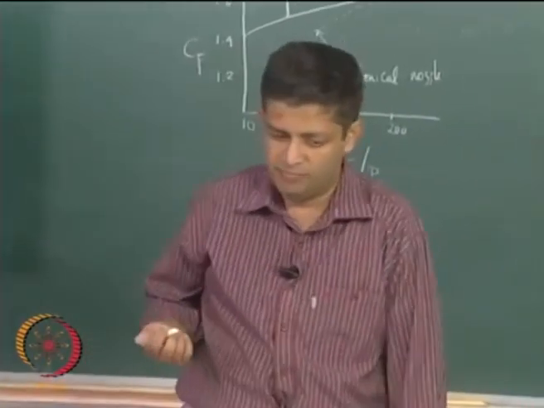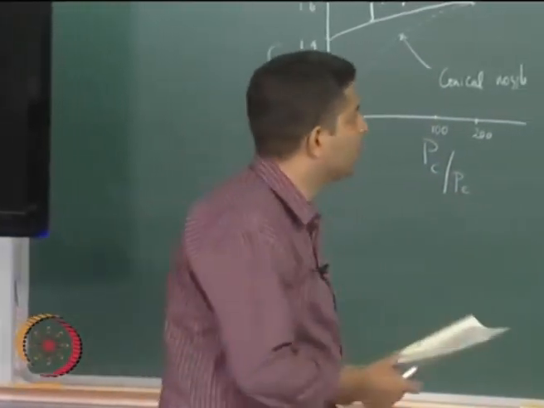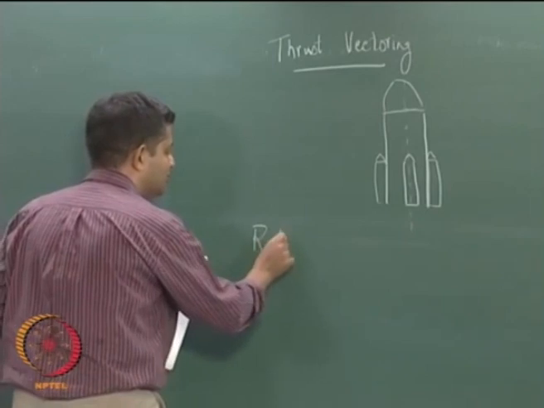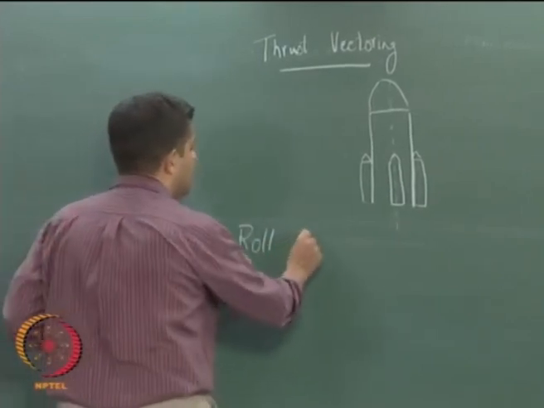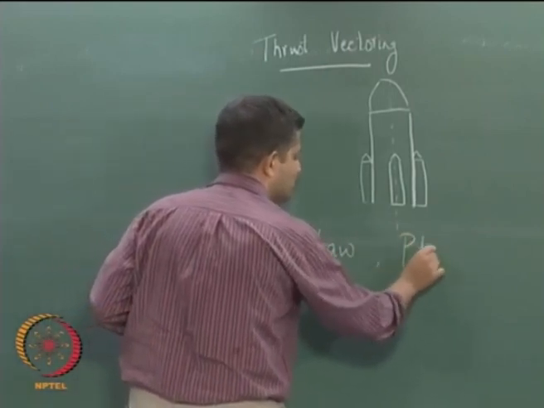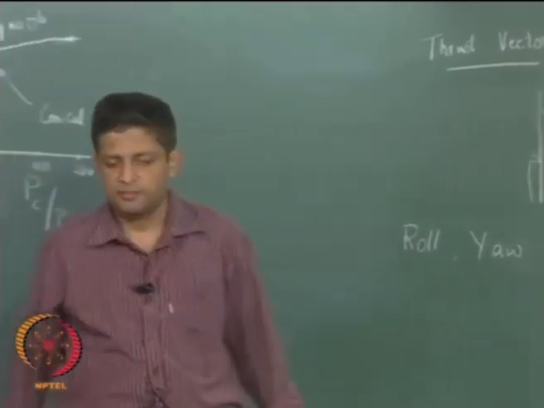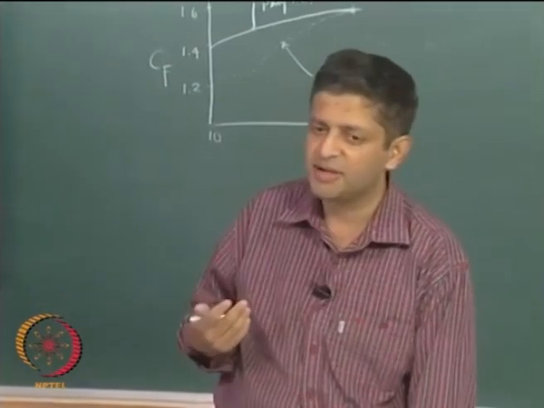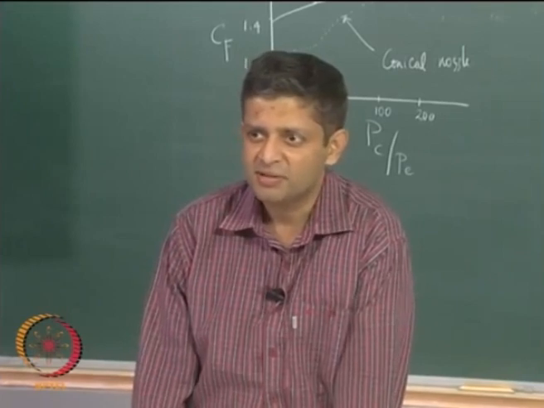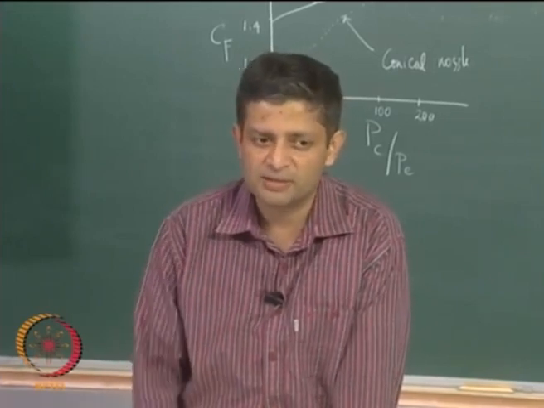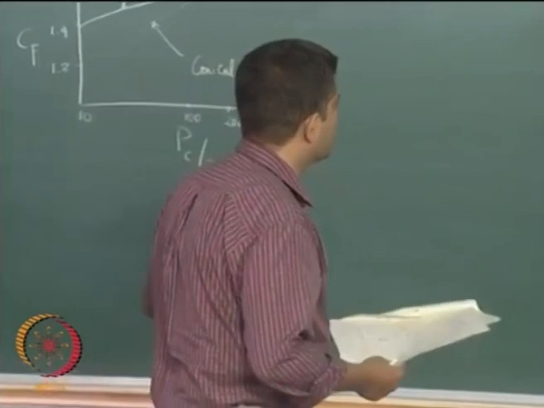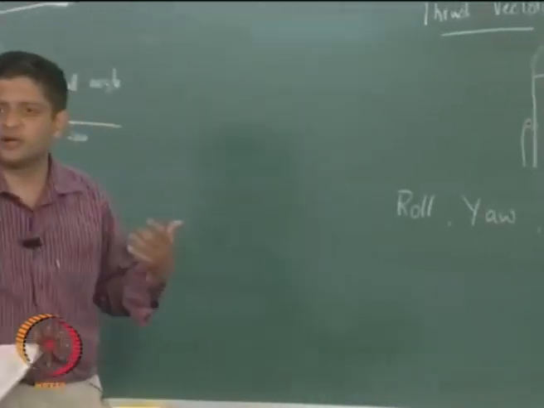Now thrust vectoring can do all this, that is it can allow the vehicle to roll, yaw, and pitch. In this class we will concentrate on what are the ways in which we can vector this thrust, what are the means that are available, and what is it that is practiced, and what can also be done. Okay. Now typically for thrust vectoring, there are 3 modes that are usually followed.